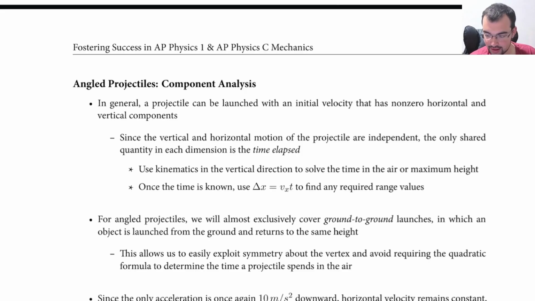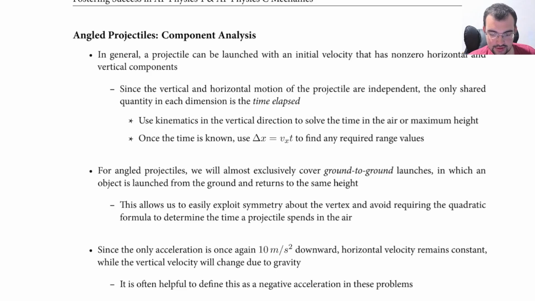Now let's launch at an angle. Same idea. If we launch a projectile at an angle, x and y are independent. Gravity only affects the vertical. If we find the total time in the air, we can multiply that by our x velocity to get the range. And that's essentially it.